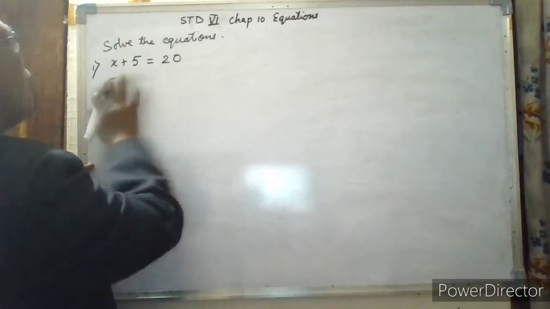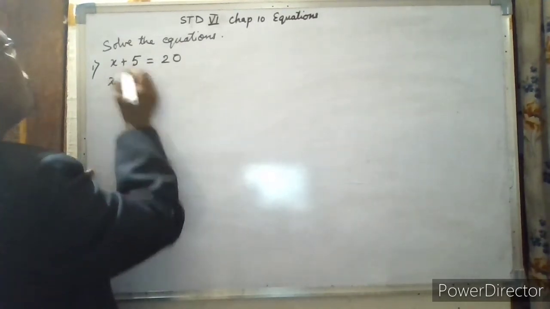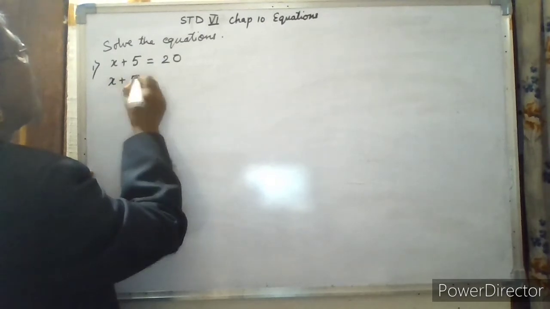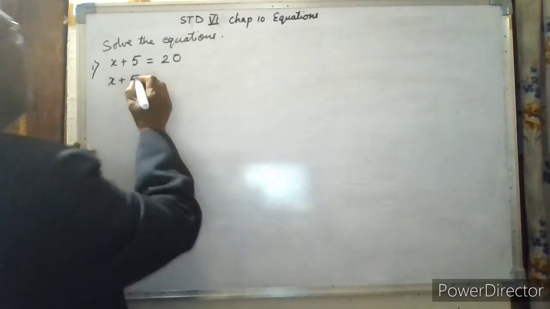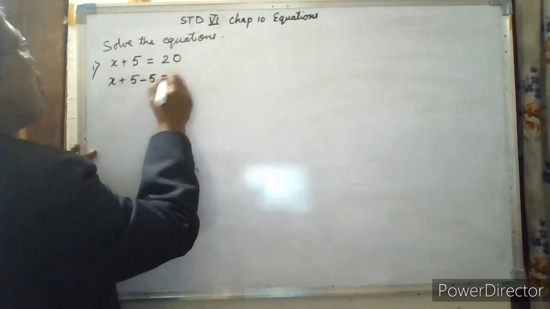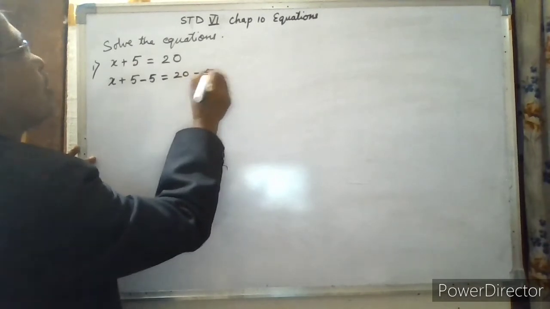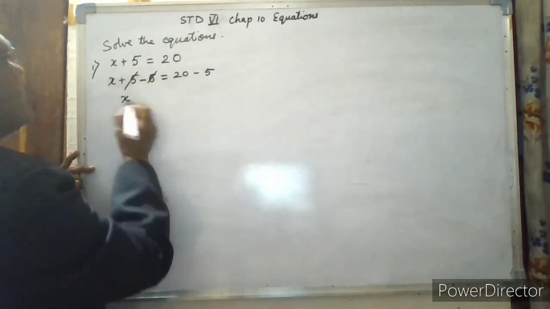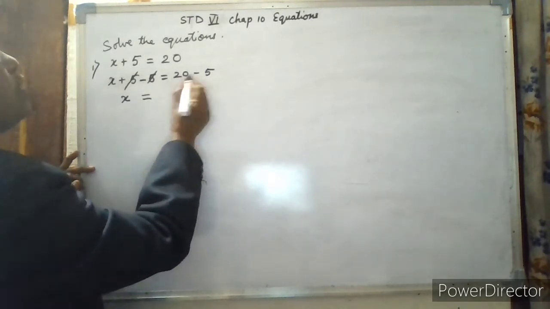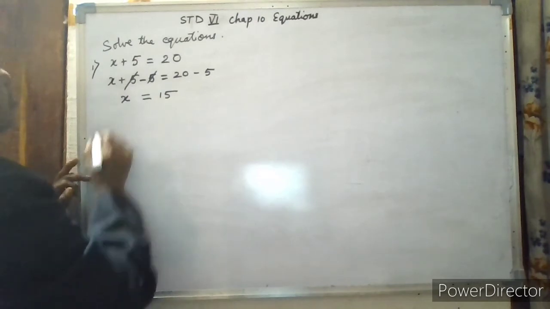See, I want to find the value of x. x plus 5 is there. Write the opposite number of this. Plus 5, so minus 5 here. I have written minus 5. This side also I will write minus 5. Now this plus 5 minus 5 cancels. Only x will remain here. x is equal to 20 minus 5, which is 15. I got the value of x. Therefore, x is equal to 15.